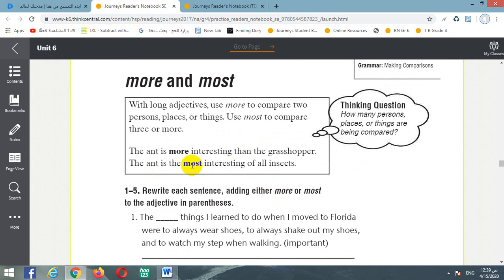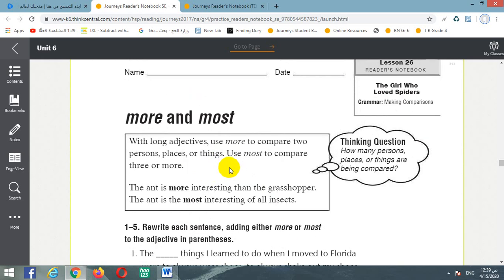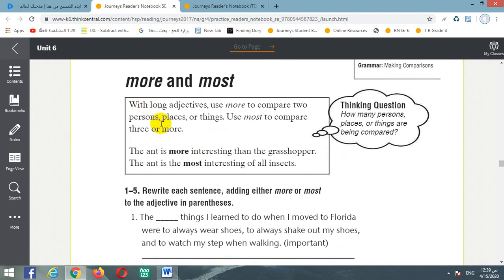The next page, lesson 26, more and most. In comparative and superlative, we talked about short adjectives. We add er or est. So what about long adjectives? Long adjectives like interesting, important, exciting, frightening, and so on. Can we add er or est? No, it's long, so we can't add any letter to them. So what do we do? In comparative, with long adjectives, use more to compare two persons, places, things, and so on. So we use more in comparative. More than.